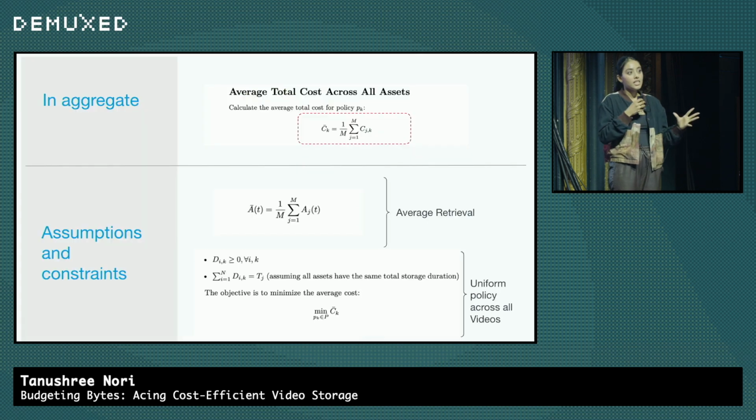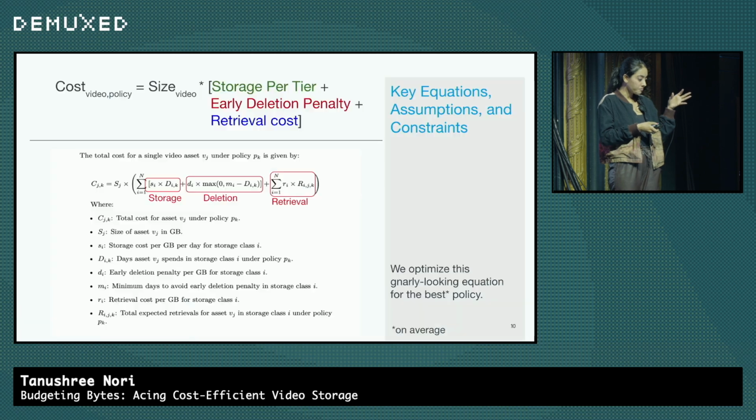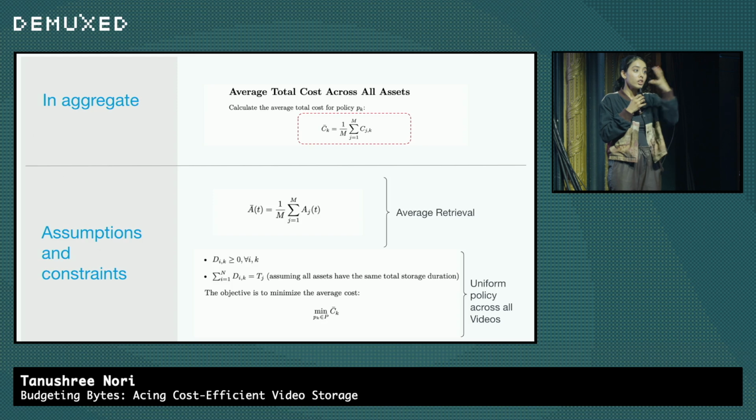For any optimization problem, you will be bound by some constraints and assumptions. The few simple ones we've made here are that the policy that you would devise would be applicable uniformly to all the videos. And the second thing is that the retrieval that we plugged in, in blue above, would be the average retrieval for all the objects that are being considered. So you're working with expected demand and not the individual retrieval of a specific video asset. And then you aggregate this equation and you solve for it like you would any mathematical equation.